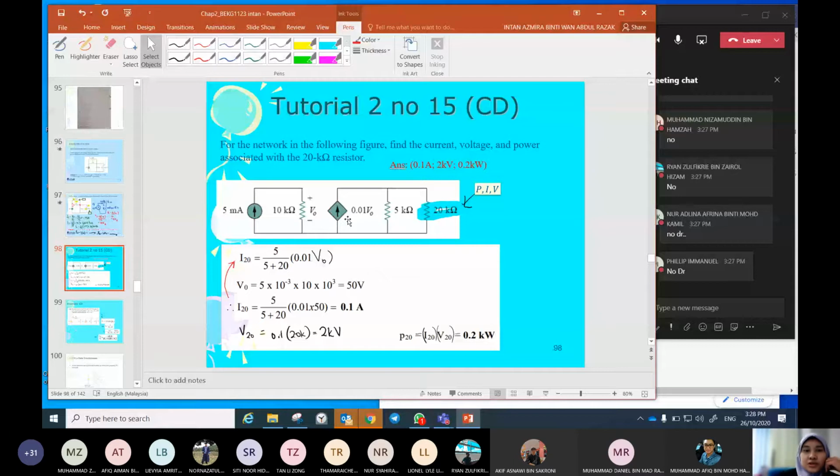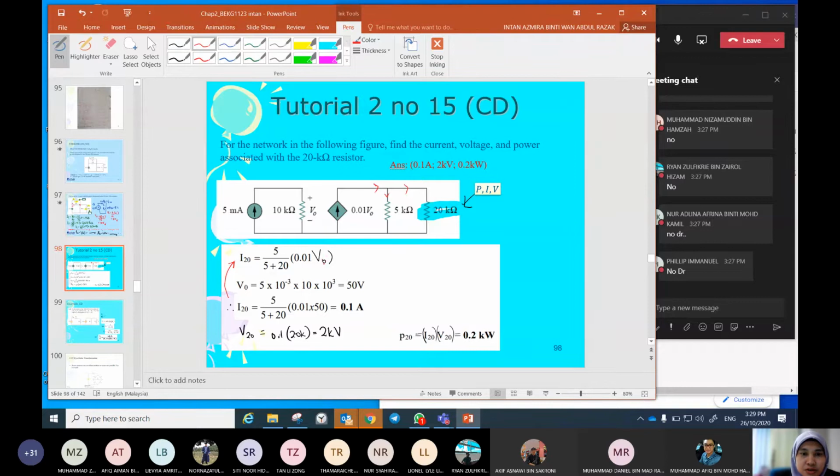So now we want to find the current of 20k. We use the current divider principle. The current 0.01 V0 will flow like this and divide into this and this. So I of 20k, this one is 20k, is equal to 5k divided by 5 plus... k, k, and k. Upper side k, lower side k, so they cancel. Then multiply with the current source, 0.01 V0.